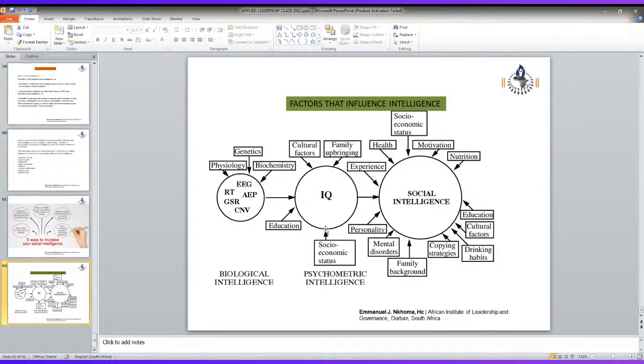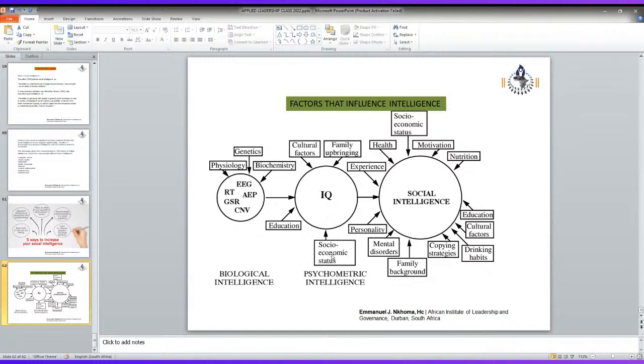The next one is called the intelligence quotient, which is the IQ. The intelligence quotient is influenced by 4 factors. It can also be called intellectual intelligence, which can be developed, but it has factors that influence it. Number 1 is cultural factors. Your cultural factors have a way that they influence your IQ. Then family upbringing, how you were raised, how you were brought up. It has a way it influences your emotions and your social life.